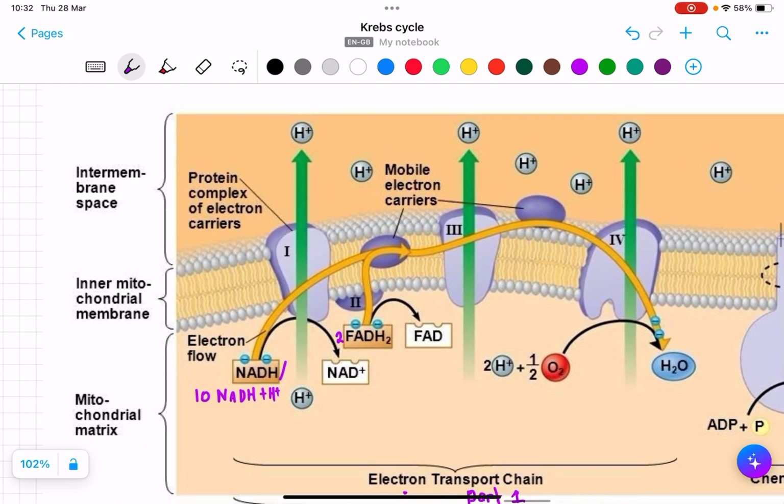So let's talk about how ETC happens. The location of ETC is the inner membrane of mitochondria. The space on top is the intermembrane space. You can combine it, intermembrane is one word. And then the bottom part is the matrix of mitochondria. So there are 2 spaces above and below the inner membrane.